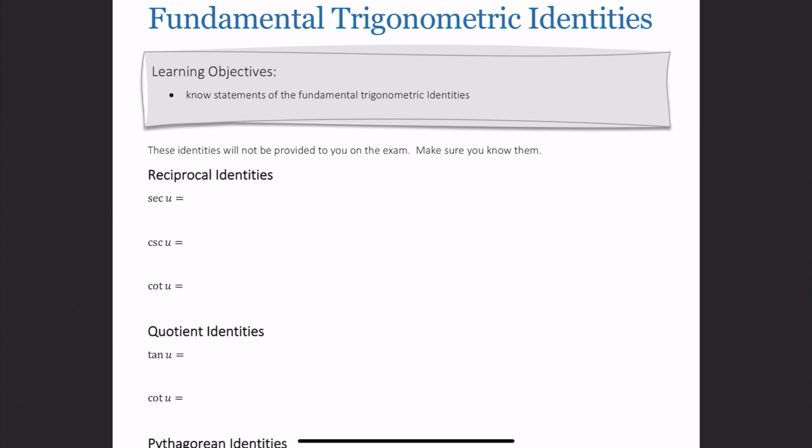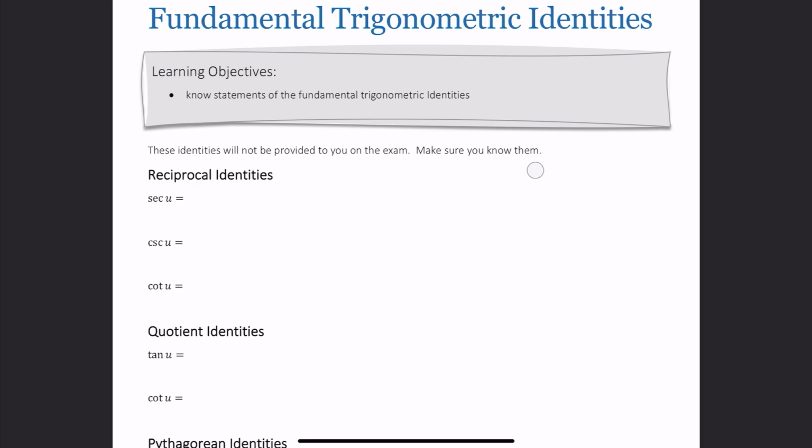In this video, I'll be going over fundamental trigonometry identities. Okay, so let's begin. I hope you guys are familiar with sine theta, cosine theta, and tangent theta. These are the trigonometry basic identities.